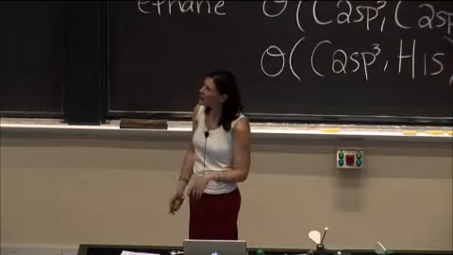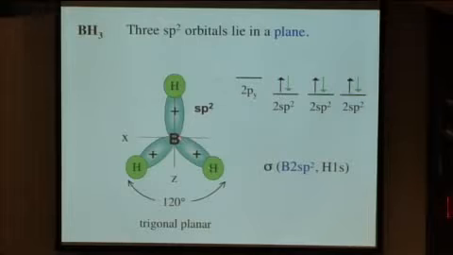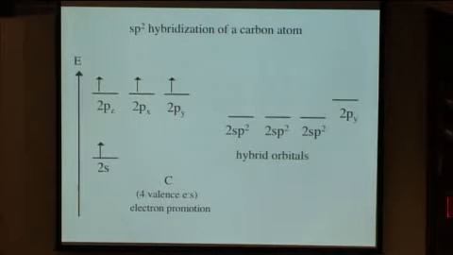All right, so if we think about the BH bond here, again, it's a sigma bond, and we're going to say it's a boron 2sp2 hybrid orbital interacting with a hydrogen 1s orbital. So let's take a look at another case where we have sp2 hybridization. We can actually also have it happen in carbon.